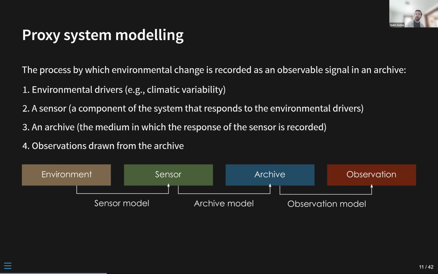And then we have some sort of model that draws observations from that archive. So this is, I think, a very important concept because we really need to be very well aware of how well coupled our observations are to the original signal. And along this process, we might be muddying that signal a little bit. So maybe the environment is really closely coupled to the sensor. It responds very rapidly to environmental change, but it might degrade in the archive. And then by the time we've extracted observations, we're no longer that well coupled between observation and what we're trying to recreate.